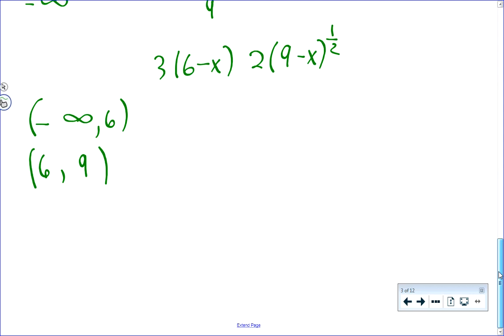Now, I'm not even going to worry about the 3 and the 2. I'll put it in here, but the 3 and the 2 are positive everywhere, so they don't really play a role. 9 minus x to the half is also positive everywhere, because that means take the square root. It means specifically take the principal square root. And you're only allowed to do that if 9 minus x is already positive, so you're going to get a positive.